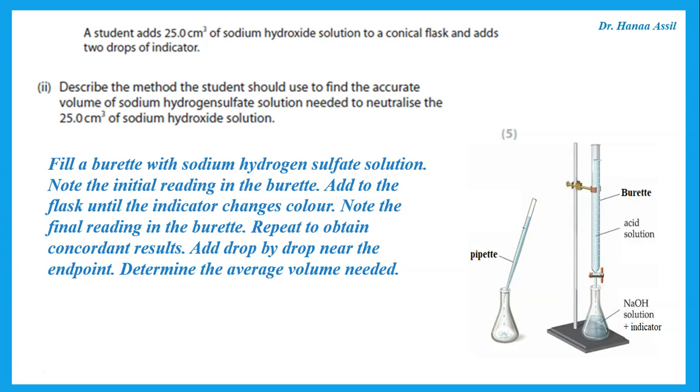Note the initial reading in the burette. Add to the flask until the indicator changes color, because it was not mentioned which indicator we're talking about. Note the final reading in the burette. Repeat to obtain concordant results. Add drop by drop near the end point and determine the average volume needed, of course, using the concordant results.